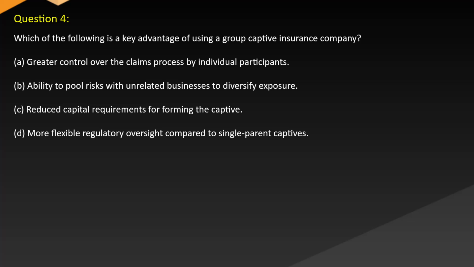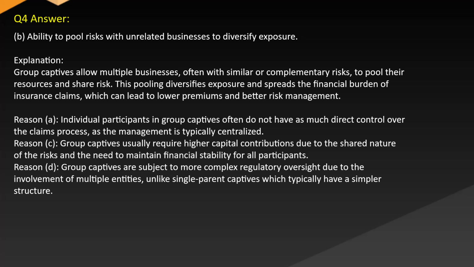Ability to pool risks with unrelated businesses to diversify exposure. C. Reduced capital requirements for forming the captive. D. More flexible regulatory oversight compared to single-parent captives. Answer: B. Ability to pool risks with unrelated businesses to diversify exposure.